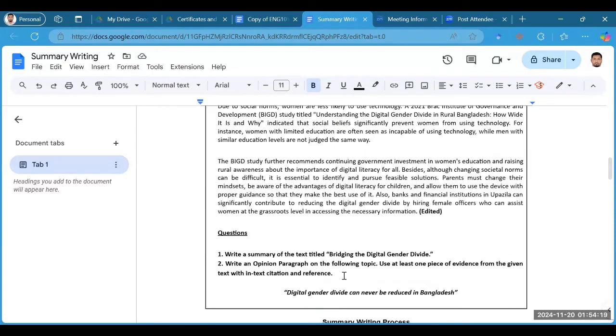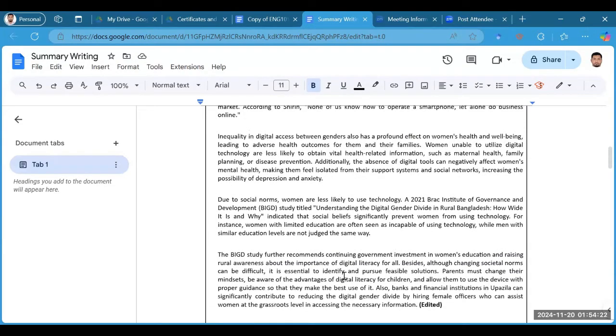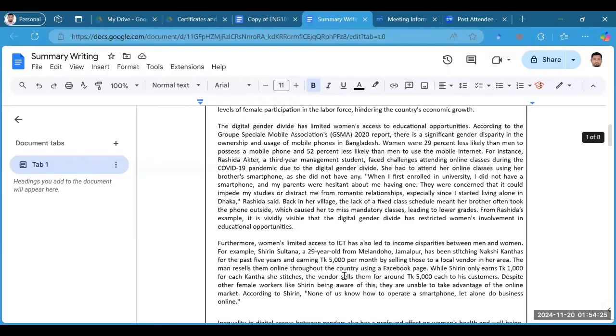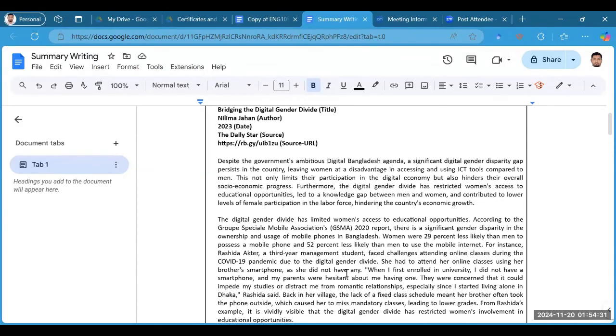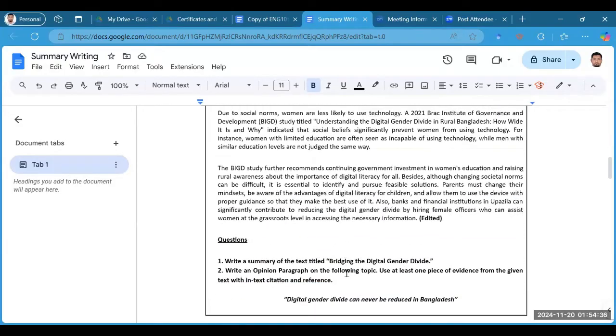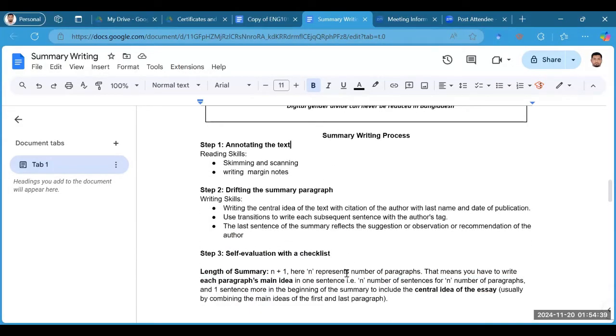All right, anyway, my focus is on summary writing. So I directly start talking about how to write a summary. When we have a piece of text and we are asked to write a summary, we have to follow certain steps. The first step of summary writing is to annotate the text. Here, if you want to annotate, you have to use certain reading skills called skimming and scanning, and you have to write margin notes.